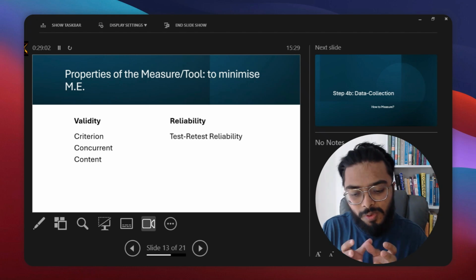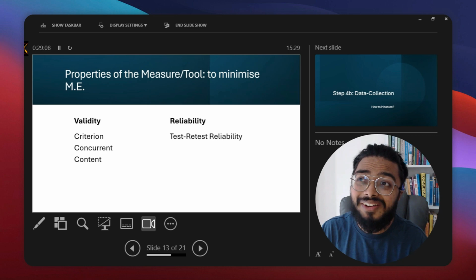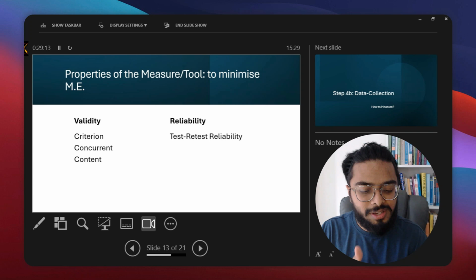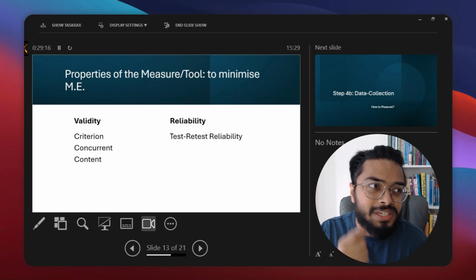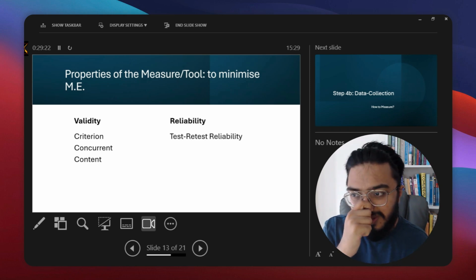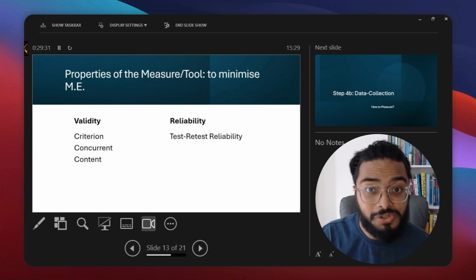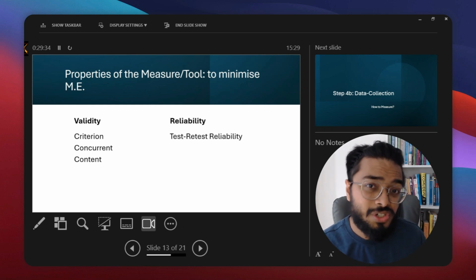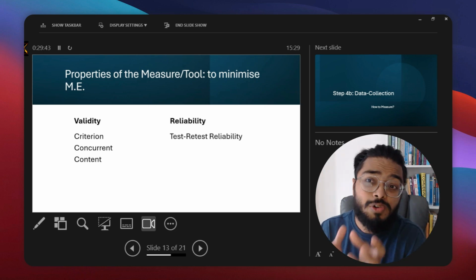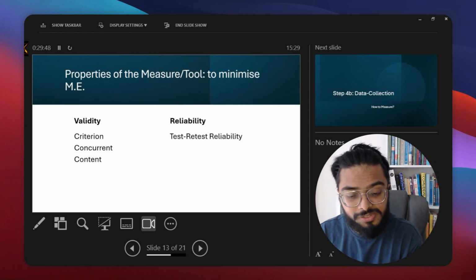So it's as simple as that. For example, if you have a thermometer, and it might sound a bit weird and absurd, but let's say you are using a thermometer, then you're expecting it to measure temperature. Now, what if your thermometer is not measuring temperature? Instead, it's measuring air pressure. But you don't need air pressure. You need your thermometer to measure temperature. So a tool is valid, or the validity is high, if it's measuring what it is supposed to measure.